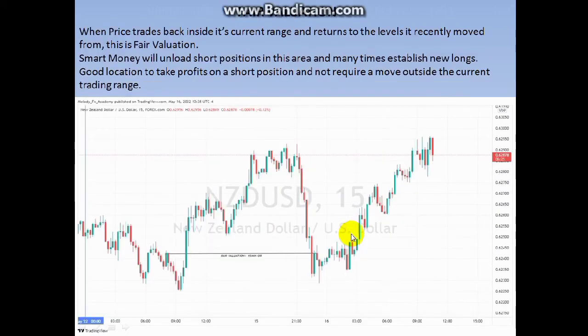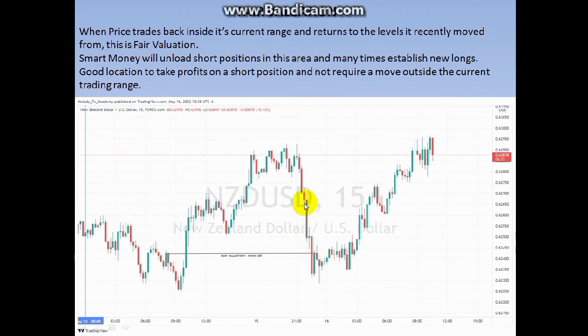Okay, now these are key points in price action that you need to take note of. Fair valuation is simply when price trades back into an already existing range. In this example we have this low to this high. The process of price trading back into this is known as fair valuation. Many times smart money is going to use this to establish new entries.